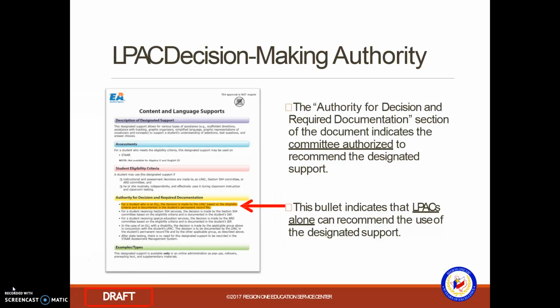Each link provides you information as a description of the designated support. It also tells you what assessment it can be used for. It tells you what the student eligibility criteria are. And it also gives you the information of who is making this decision, who is authorized for this decision. It also gives you examples and types.